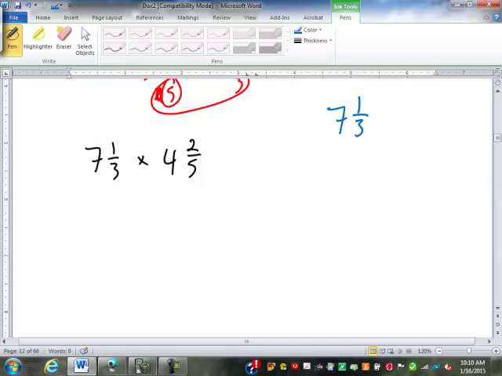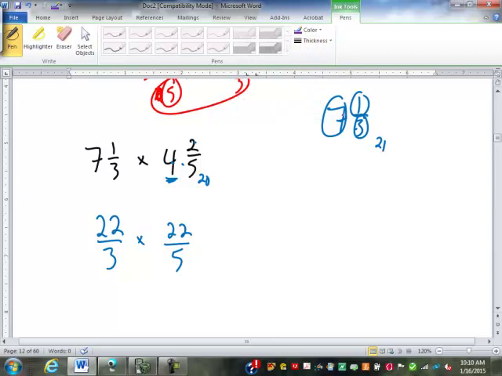7 1/3, what we can do is the 3 is telling us that each whole object has 3 pieces in it. So 7 times 3 is 21, plus the 1 that's already there, that's 22/3. Does that look familiar? Okay. If everybody's really struggling with that, let me know and I'll go over it more with you. So we've changed that 7 1/3 into an improper fraction. The 4 2/5, same thing. 4 times 5 is 20, so that means there's 20 of those pieces in the 4. Plus 2 is 22/5.